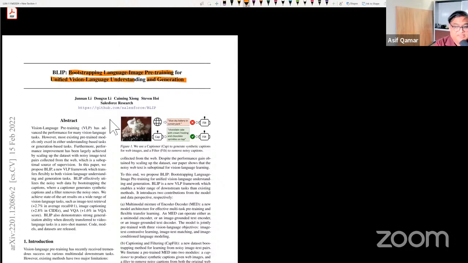It's vision language understanding or visual language understanding, and it does it in a very interesting way. So let's read the abstract carefully. And this, guys, is a very important milestone in our field. So let's be careful in reading this. Vision language pre-training has advanced the performance for many visual language tasks so far. However, most existing pre-training models only excel in either understanding-based tasks or generation-based tasks.